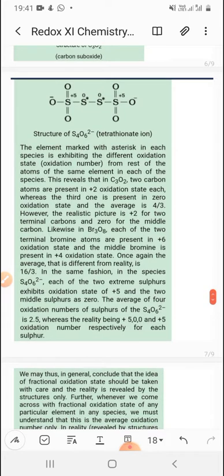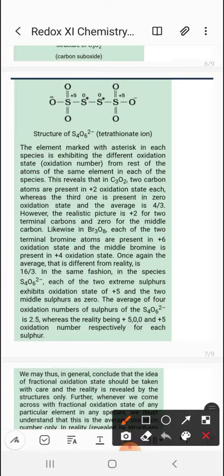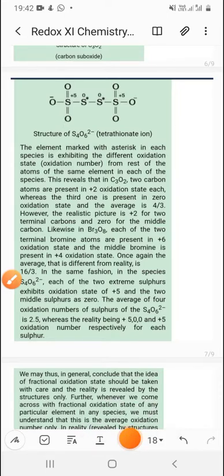Now the element marked with an asterisk in each species exhibits a different oxidation state from the rest of the atoms of the same element in that species. This reveals that in C3O2, two carbon atoms are present in +2 oxidation state each, whereas the third one is present in 0 oxidation state, and the average is 4/3. However, the realistic picture is +2 for the two terminal carbons and 0 for the middle carbon. Likewise, in Br3O8, the two terminal bromine atoms are present in +6 oxidation state and +4 oxidation state.